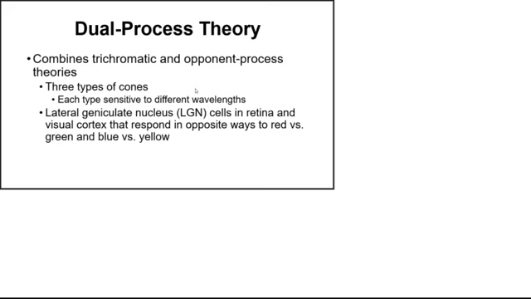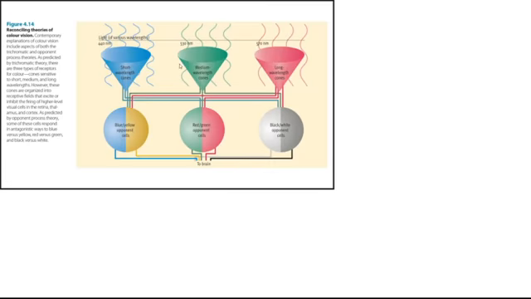It's like they took the best of both theories and just put them together. And I love that this actually makes sense after having taught those two separate kinds of theories, because this is the logical conclusion. So our dual process theory involves both processes. We still have three types of cones, and they are each sensitive to different wavelengths. And if we hop to the next slide, we see that those cones are sensitive to blue, to green, and to red, just like our trichromatic theory.